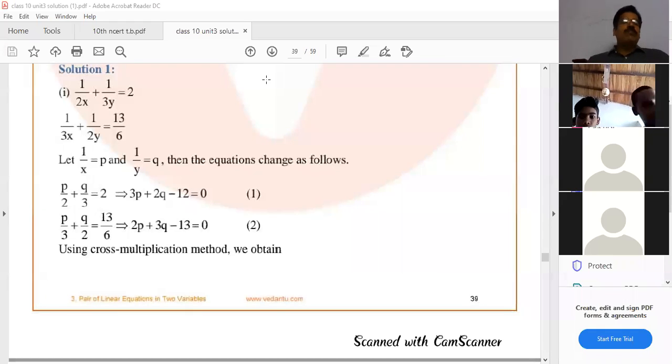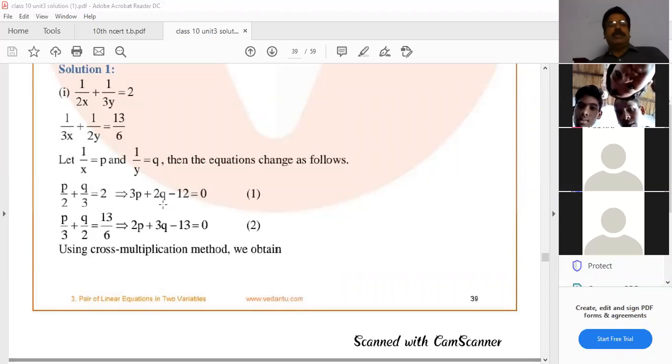Okay. Now, understand reducing into this equation form. Any doubt, you can ask. Do you understand?